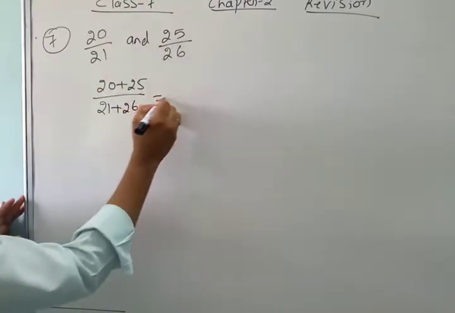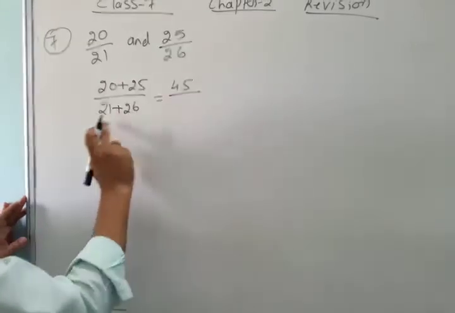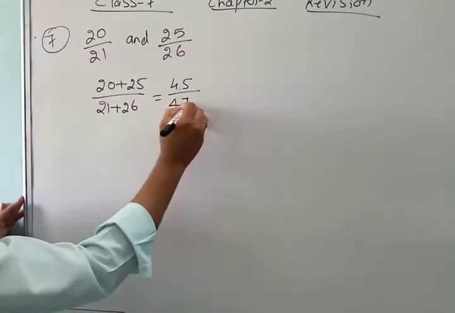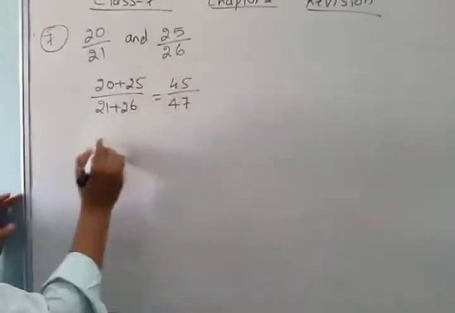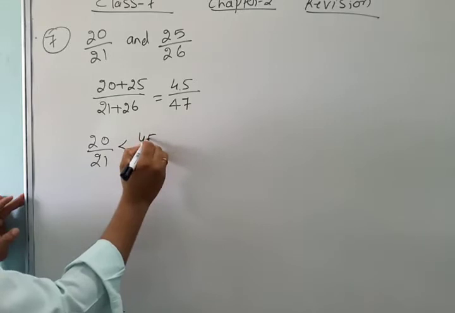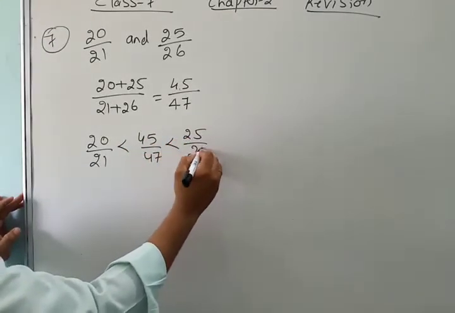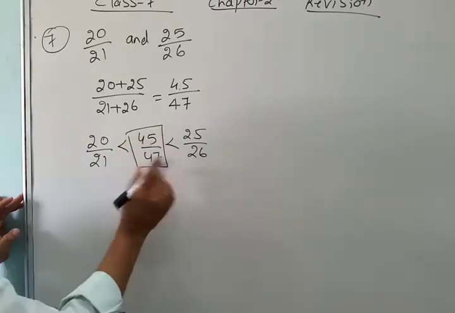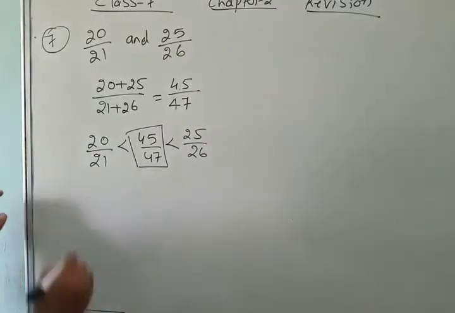21 upon 26. So 20 plus 25 is 45 and 21 plus 26 is 47. So 45 upon 47 is the number which comes between these two numbers. Or we can write 20 upon 21 is less than 45 upon 47 is less than 25 upon 26. So the number is inserted between these two numbers. It is the process to insert the number. Next, 8th question.